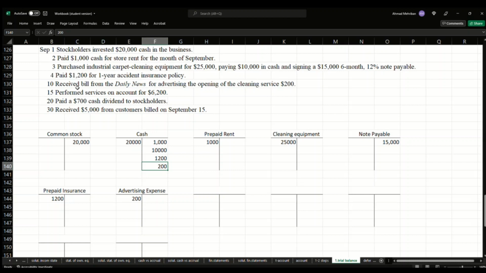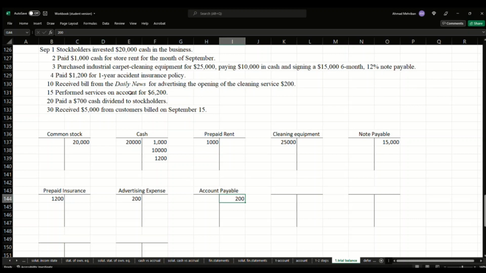No, wait, we received a bill for the opening. Okay, we didn't pay cash. We recognize the expense. Receiving a bill means that we owe it to them. So accounts payable will be a credit side entry of 200, not cash.